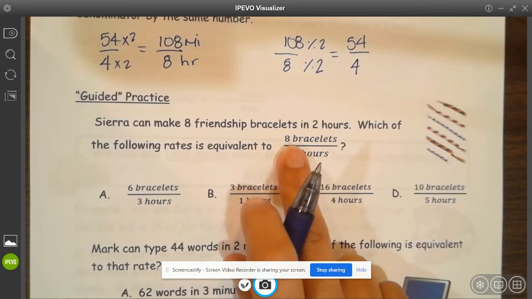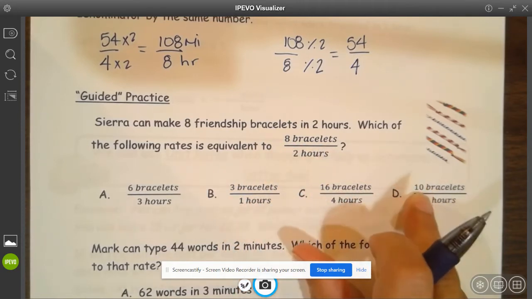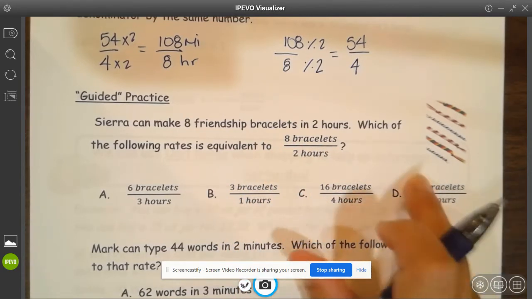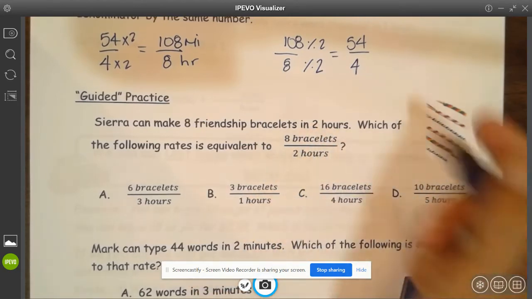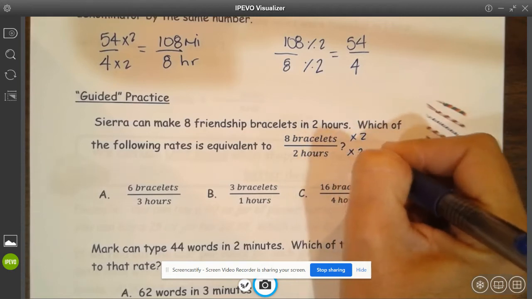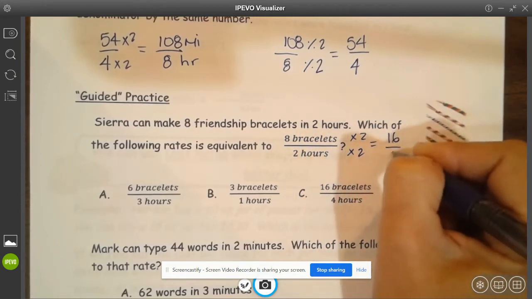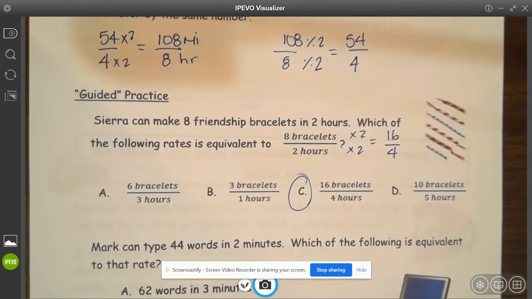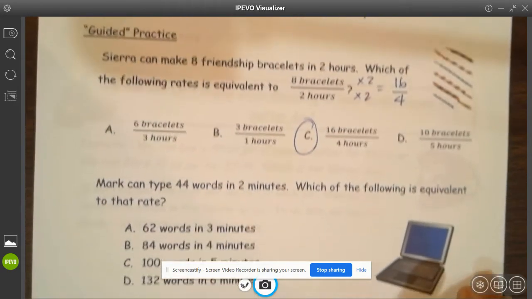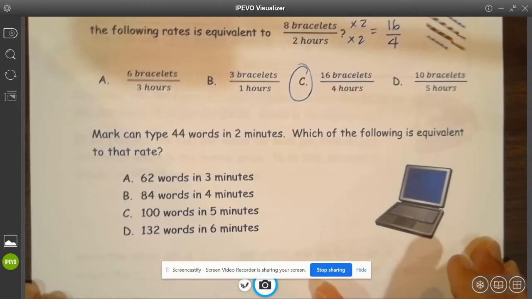Nope, either, because 8, if you multiply by 2, will never give you 10 or any number here, but this one does. If you multiply this times 2, top and bottom, you will get 16/4, which is this one. That's an equivalent fraction or equivalent ratio. Ratios are fractions. Yes, they are.